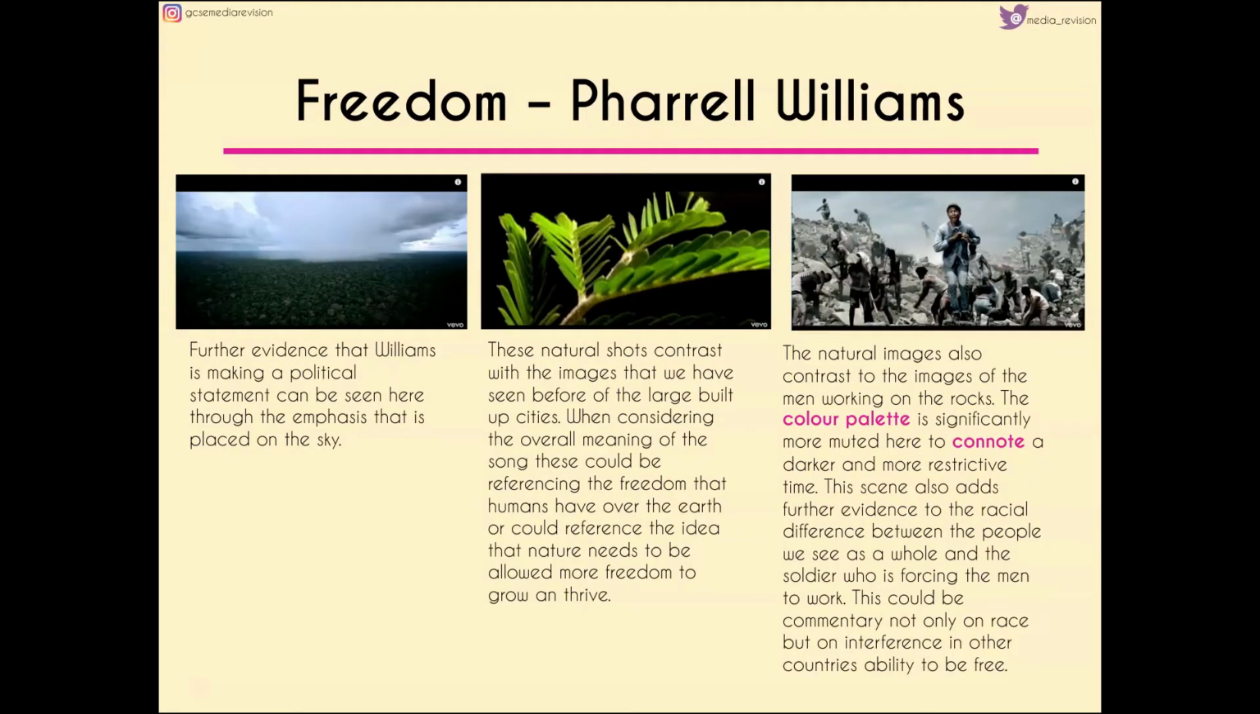Further evidence for that can be seen through the emphasis that is placed on the sky when we see these more natural images coming through in the first and second scenes here. So the natural shots contrast with the images that we've seen before of the large, well-built cities.